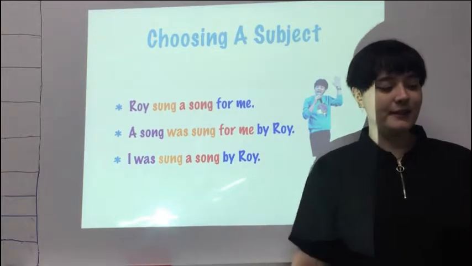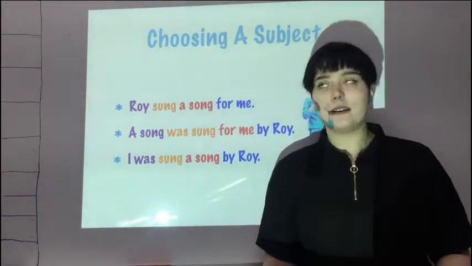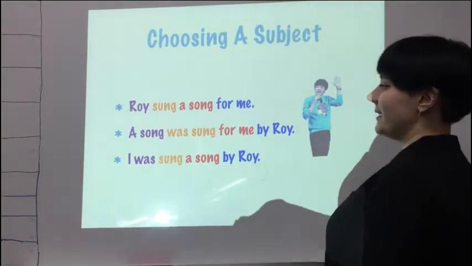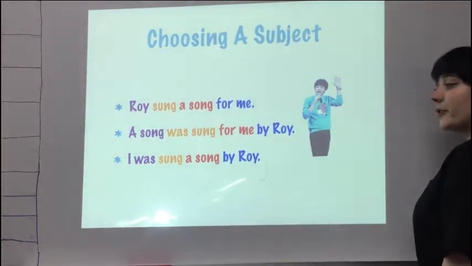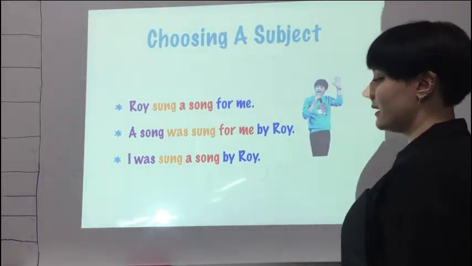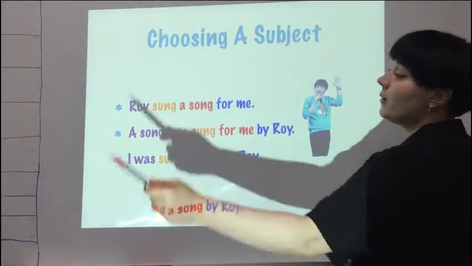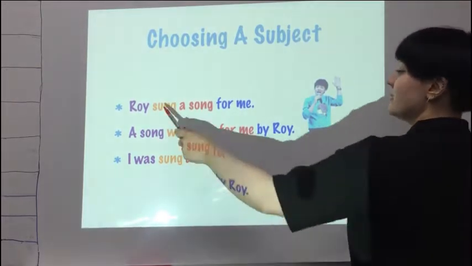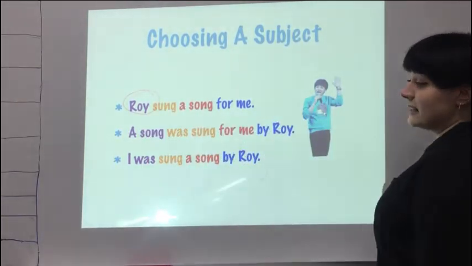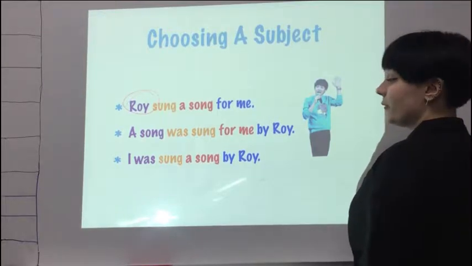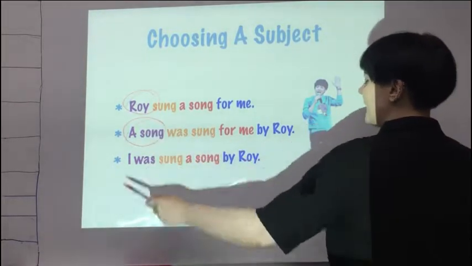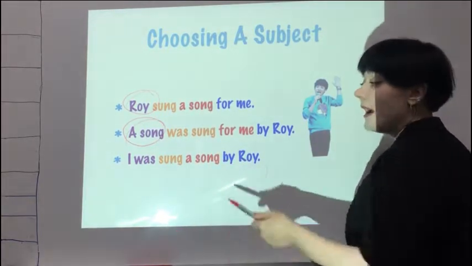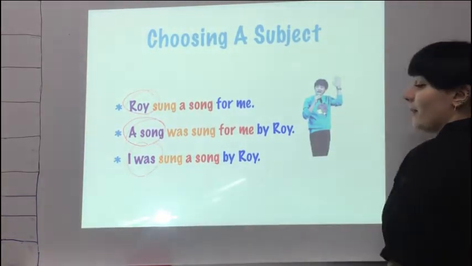Again, this is another example. Here we have Roy sung a song for me. A song was sung for me by Roy. I was sung a song by Roy. Roy sung a song for me: Roy is our subject, he's the most important in this sentence. A song was sung for me by Roy: the song is most important, I want to talk about this song more. I was sung a song by Roy.